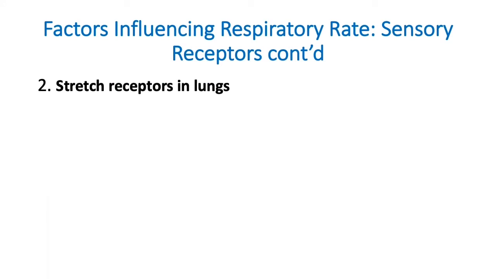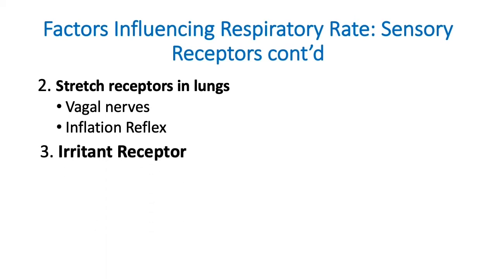Let's look at a second type of sensory receptor, and these are called stretch receptors, which are located in the lungs. These receptors send information to the central control center by way of the vagal nerves, and they initiate what's called an inflation reflex. This reflex is meant to protect the lungs and prevent them from overinflating. When the lungs begin to inflate too much, the inspiratory muscles relax. Expiration occurs.